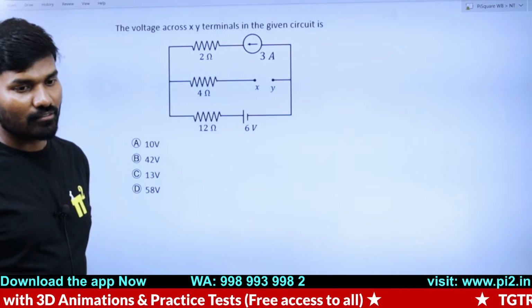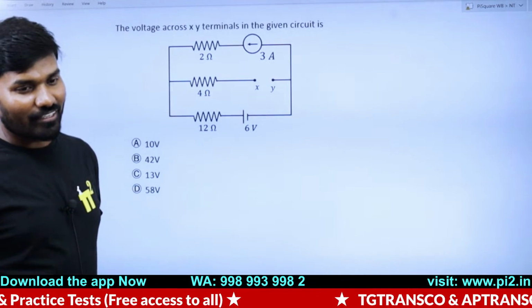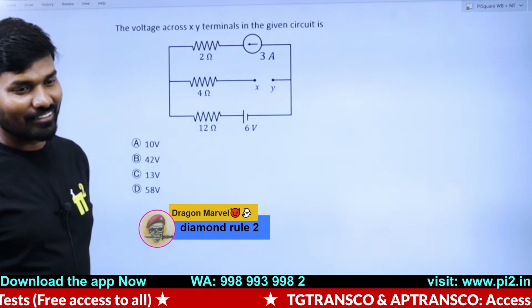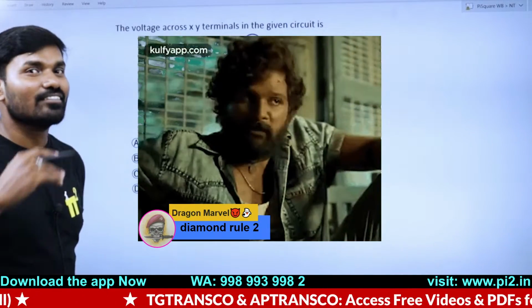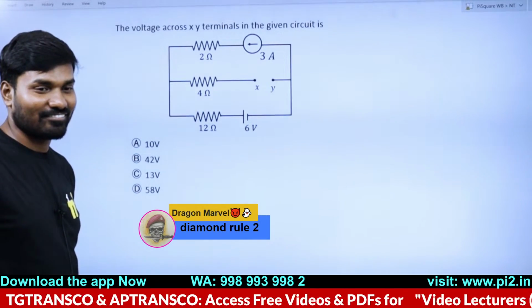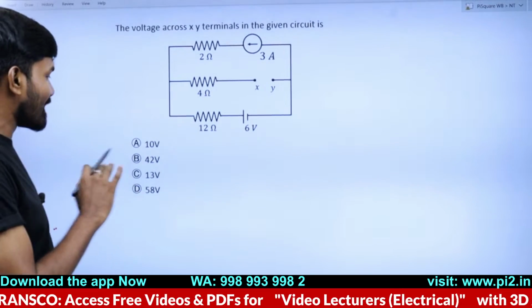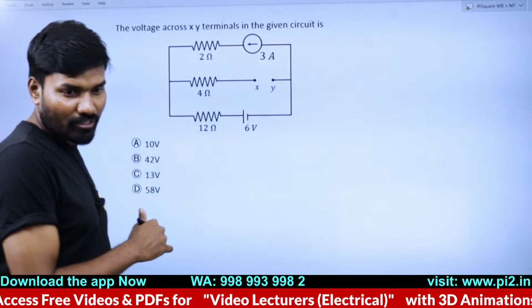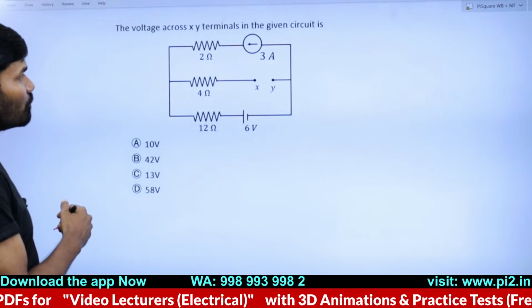We got the answer. Oh, Dragon is saying diamond rule 2. Wow, perfect. He just said one line, diamond rule 2. That's enough. Sampath is saying 52, but 52 is not there. I think it's 42 maybe.